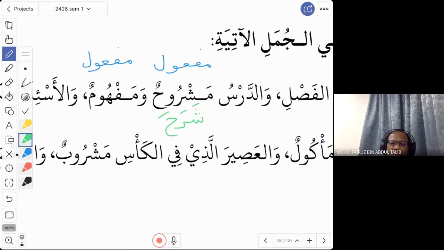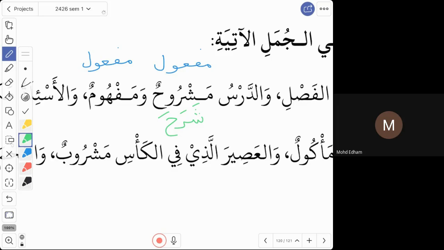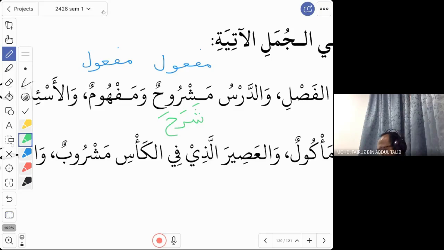In Malay we also say bersyarah. That is actually taken from the Arabic word to explain. Syaraha, yashrahu, to explain. So what is mashruh then? To be explained. Yes, it will be explained. So in the jumlah, you say, wad darsu mashruh, and the lesson is explained. Yes, correct. That is the meaning of the sentence.